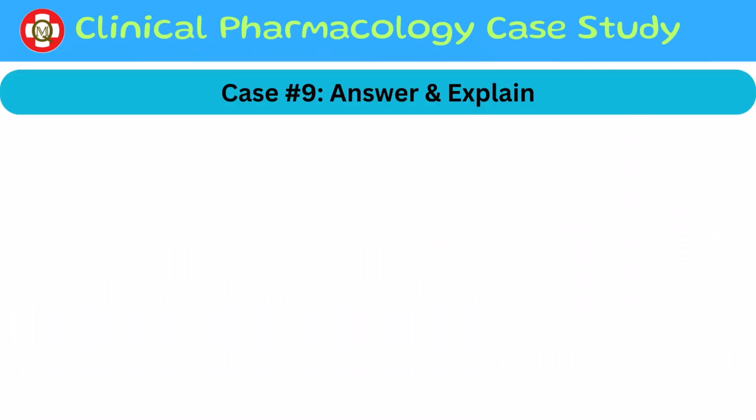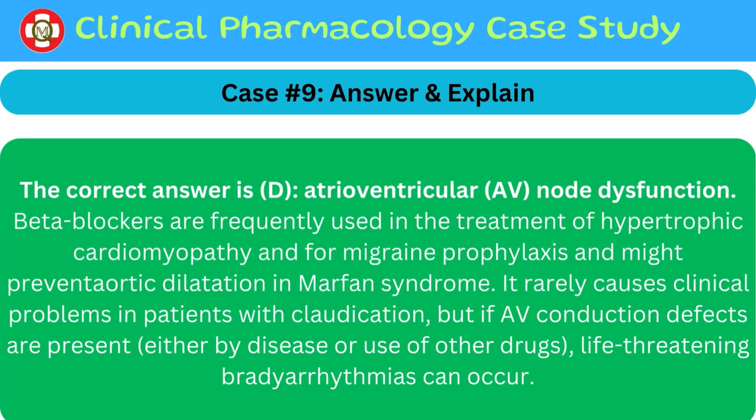The correct answer is D. Atrioventricular, AV, node dysfunction. Beta blockers are frequently used in the treatment of hypertrophic cardiomyopathy and for migraine prophylaxis and might prevent aortic dilatation in Marfan syndrome. It rarely causes clinical problems in patients with claudication, but if AV conduction defects are present, either by disease or use of other drugs, life-threatening bradyarrhythmias can occur.